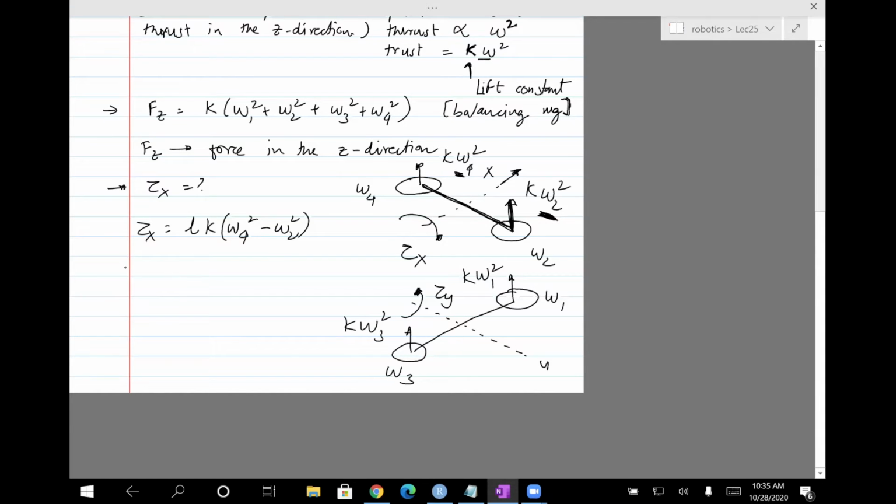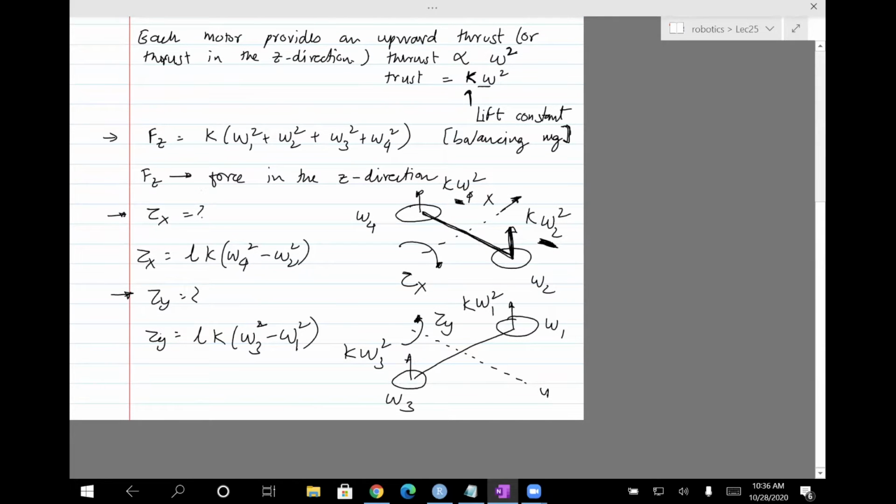And so the net thrust, so what's tau y? It's basically k times (omega 3 squared minus omega 1 squared) times the moment arm, which is L. So that's how the quadcopter can spin about the y-axis. Okay, so I've got tau x and tau y. I'm still missing how it yaws or rotates about the z-axis, and I'll do that in a bit. But is this clear? Any questions on this?